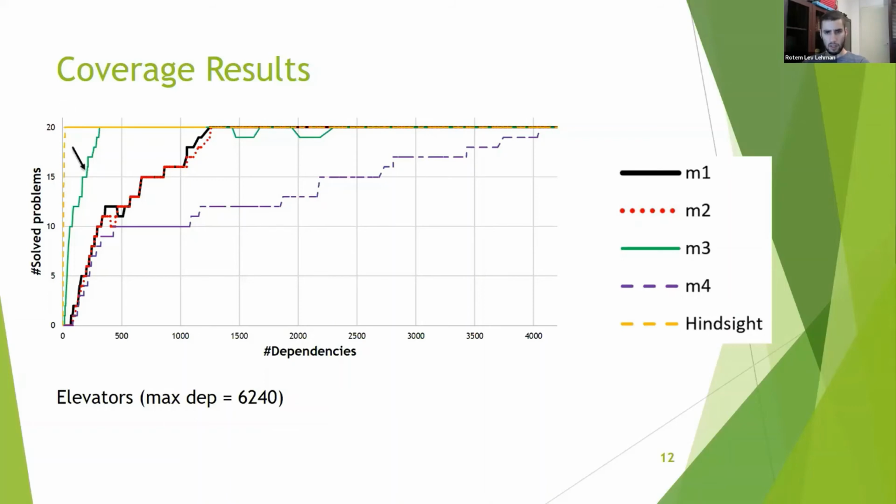The green line represents M3. You can see that M3 performs the best for elevators. The purple line represents M4. In the elevators domain, it performs the worst. The black line represents M1 and the dotted red line represents M2. In most domains, they perform very much alike, as well as in the elevators domain.